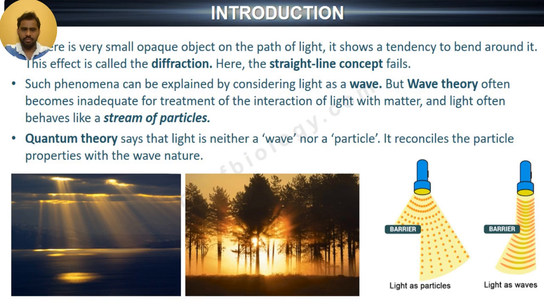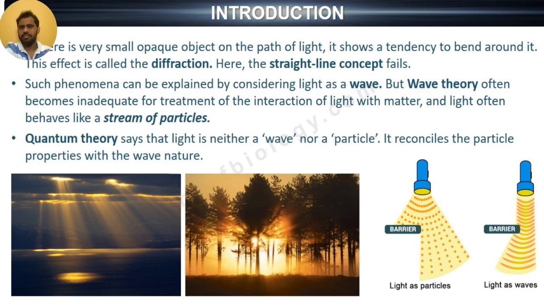Fine. So now what we have to discuss is light as particles. See, light is going, there is a barrier, and that barrier has stopped the movement of light and other particles have gone through. Light is a wave as a barrier and then as a wave. There is a very small opaque object on the path of light. It shows tendency to bend around it. This effect is called diffraction. Here the straight line concept fails.